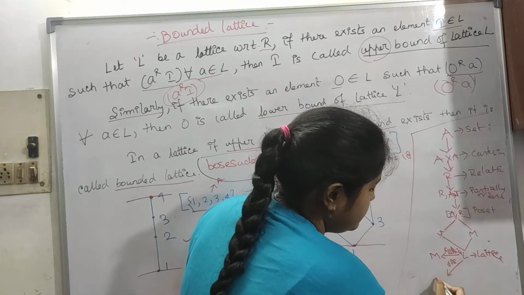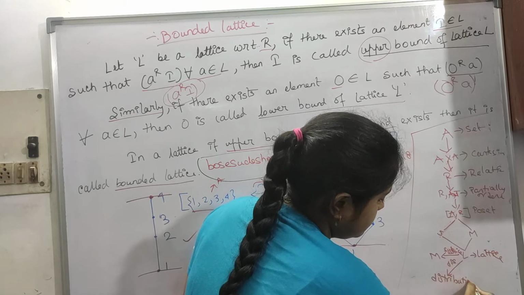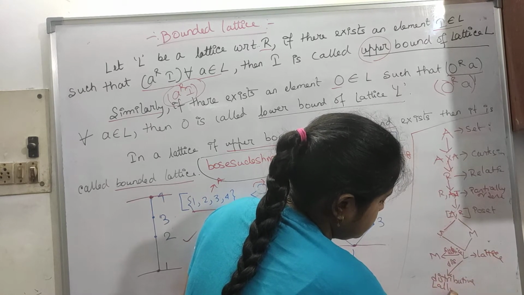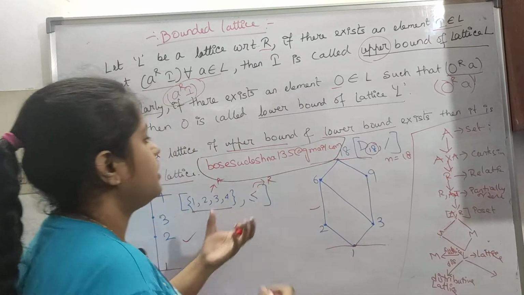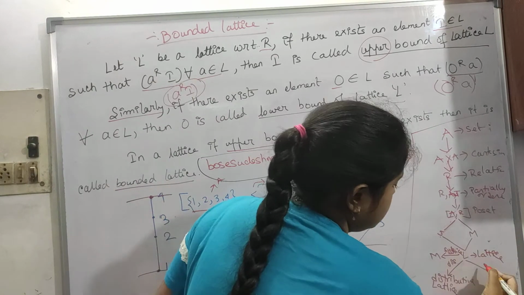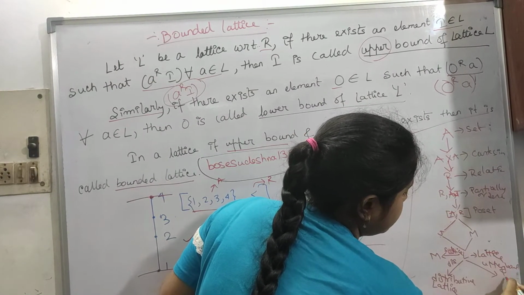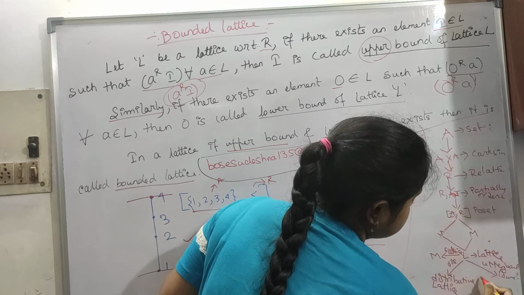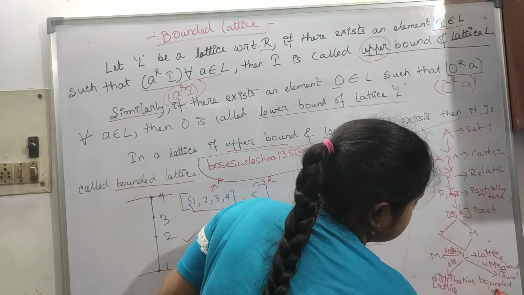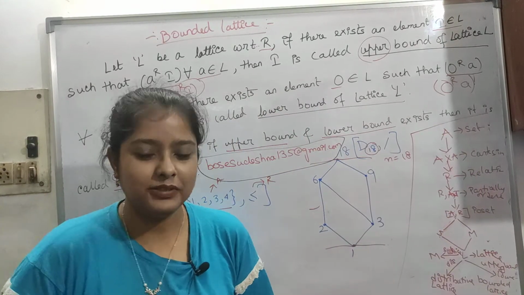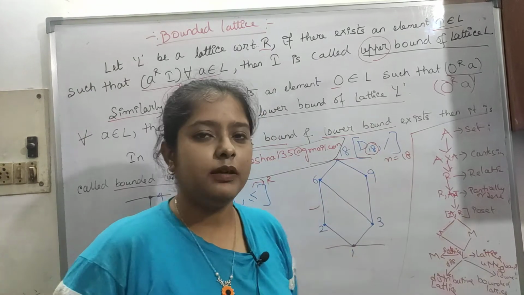Distributive properties, so this is called a distributive lattice, okay. And if it has an upper bound and a lower bound, let's say upper bound and lower bound, it is called a bounded lattice. So this is going on and on, okay. So this is not to worry. You will be able to do this.